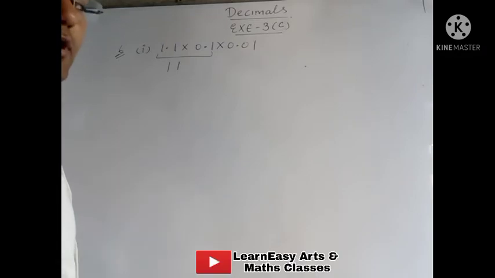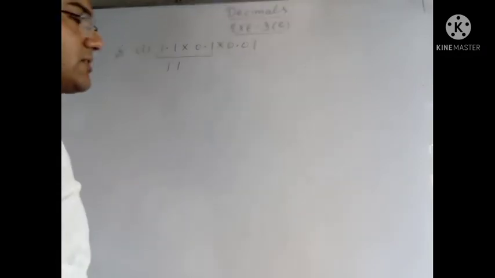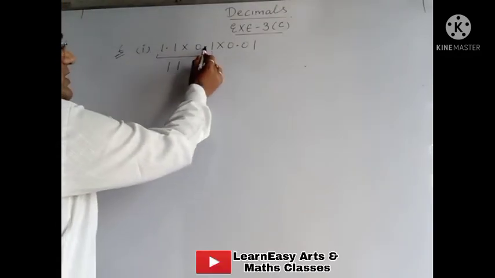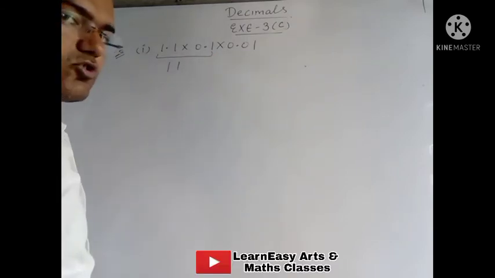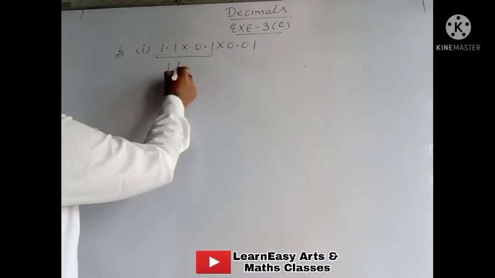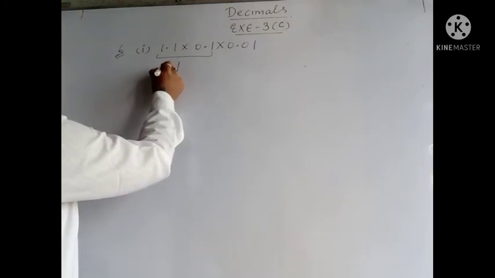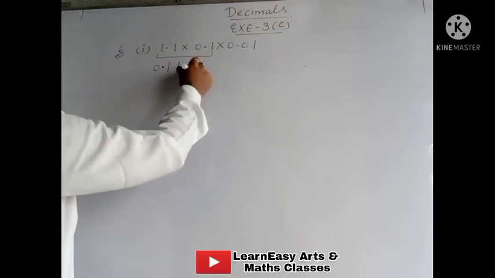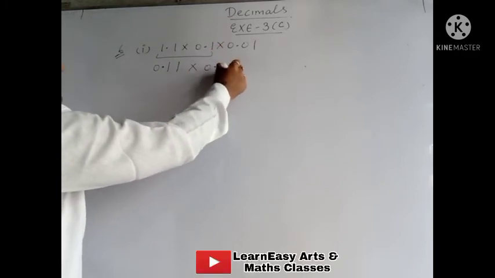Now we have to count the numbers after the decimal. After the decimal, 1 number is there. After the decimal, 1 number is there. So in the answer, we have to put the decimal before 2 places. 1, 2. So here we will put the decimal and here we will take 0. The third number we will write as it is.